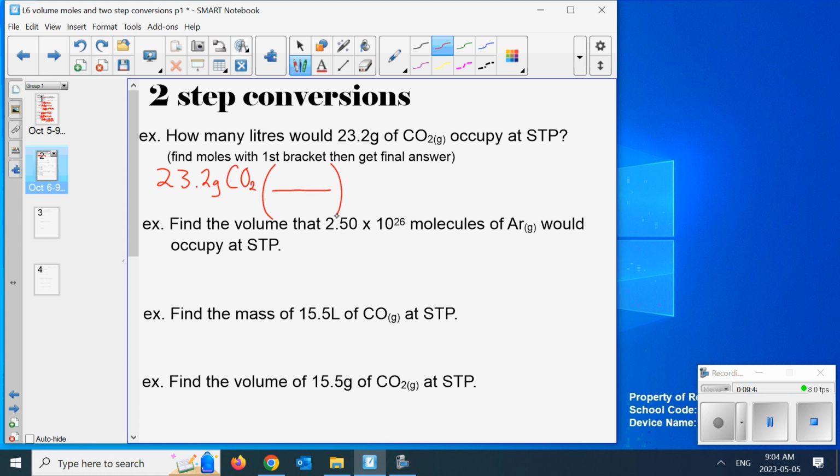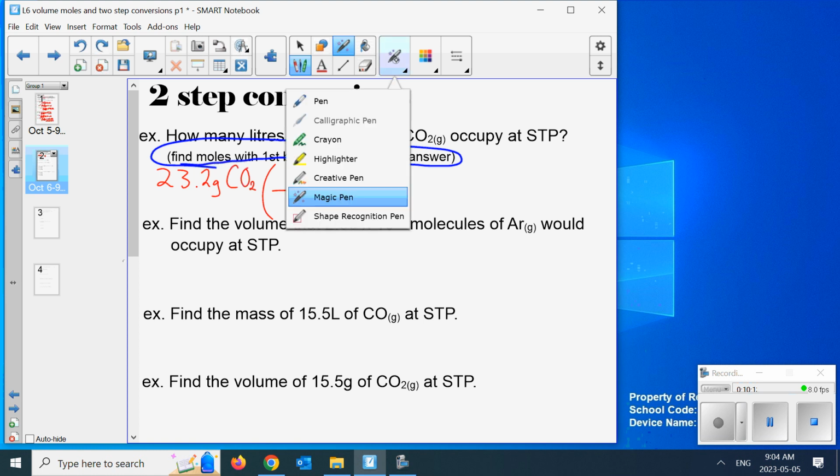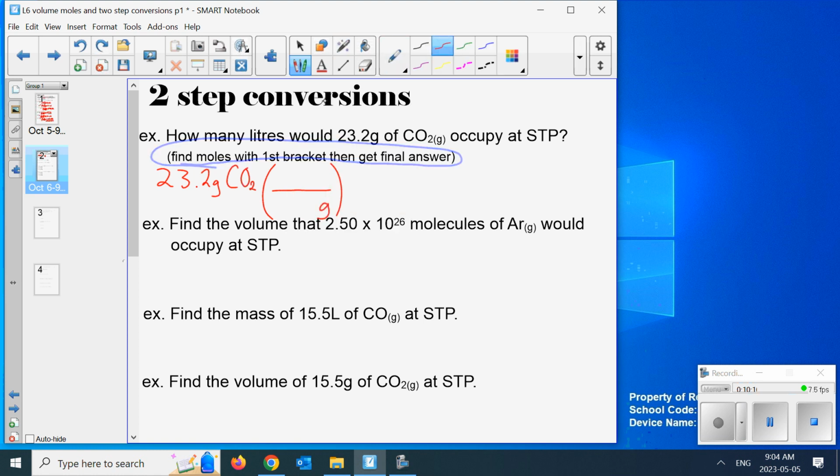Now, this first bracket, though, doesn't use the 22.4. How do I decide what to do? I look. I've got grams, and I want to get rid of grams. So what do you want to get rid of? Put it on the bottom. Grams. And generally all these questions were like this. Find moles with the first bracket to get your final answer. So, what do I want to get rid of? Grams. What do I want to keep? Moles. Your first bracket will always have moles.